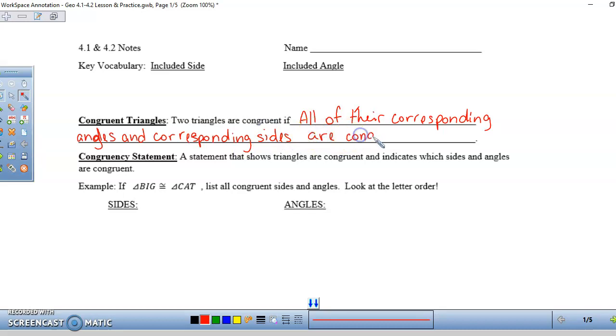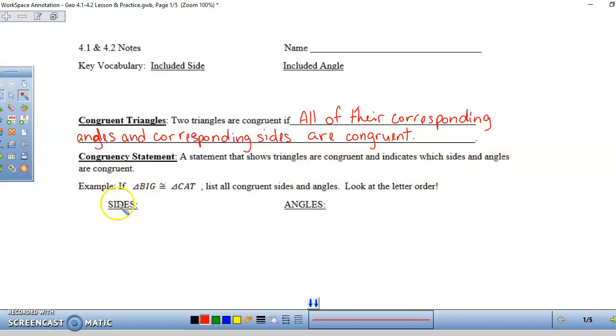Now, this is a little confusing because that word corresponding we've used in previous lessons. Now we're going to use corresponding in a different context. So now we're going to talk about corresponding within triangles rather than with parallel lines. A congruency statement is a statement that shows triangles are congruent and indicates which sides and angles are congruent.